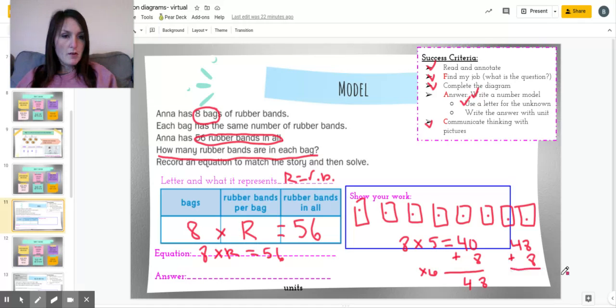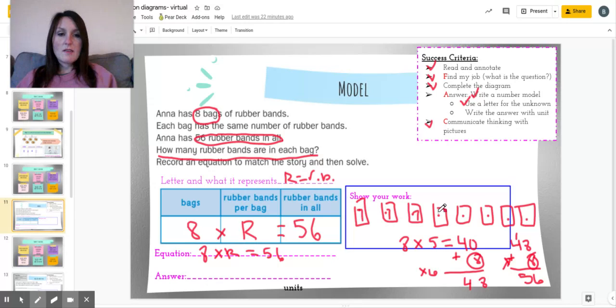So 8. Ooh, I know 8 plus 8 is 16. So I can carry the 1. Ooh, 1 plus 4 is 5. There we go. I figured that out. So I did one more group of 8. That was times 6. And so this other group of 8, that must mean it's times 7. So now I know that that would be 7 in each bag.